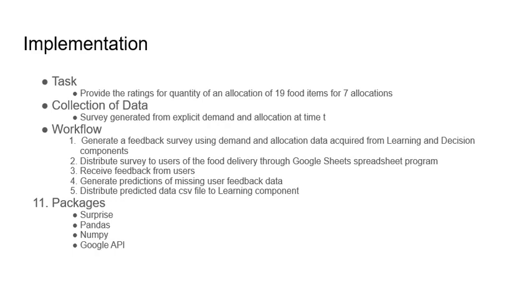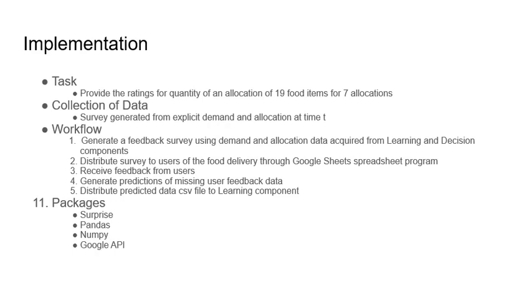We collected the data after an allocation occurred using a survey generated from the explicit demand that we got from the users and also the allocation of the different items at that time step. The workflow is that we first generate that feedback survey, and then we distribute the survey to the users or the demanders through Google Sheets. And then we receive the feedback from the users, generate predictions of the missing user feedback through that SVD++ methodology that we were mentioning, and then we distribute the predicted data CSV file to the learning component.